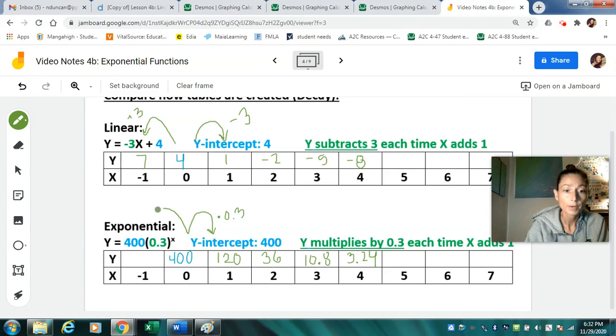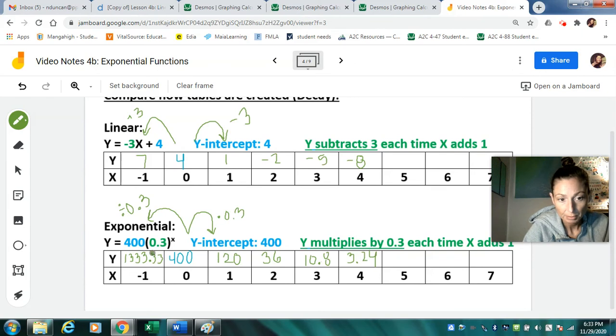Then to go backwards, I can divide by 0.3. And it seems weird, but that will actually make numbers go up. Dividing by a decimal makes numbers increase. So I do 400 divided by 0.3, and that gives me 1,333.33 repeating.